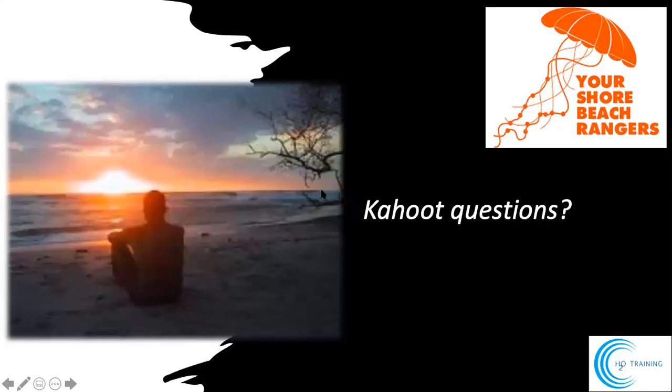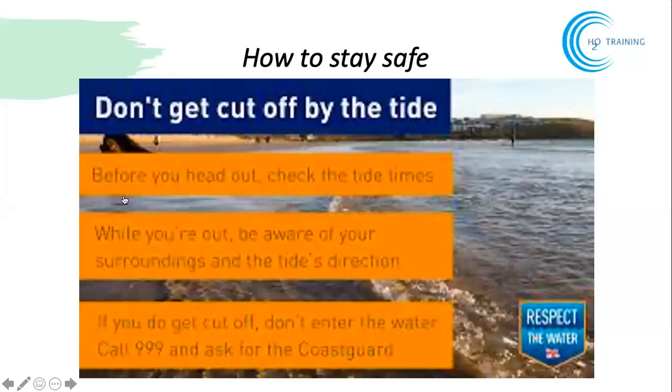Final slide just to run through is how to stay safe. So in terms of getting cut off by the tide, the RNLI have an amazing campaign called Respect the Water. It's all about halving the number of drownings around the UK coast. Basically they suggest that before you head out, check the tide times. When you're out, be aware of your surroundings and the tide's direction. And if you get cut off, don't enter the water, call 999 and ask for the Coast Guard.